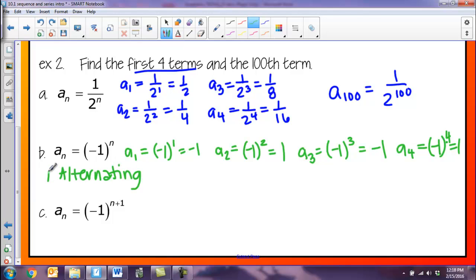So if you see that your signs keep flip-flopping, then you have an alternating sequence. And so again, you just plug in and figure out which number it gets you.